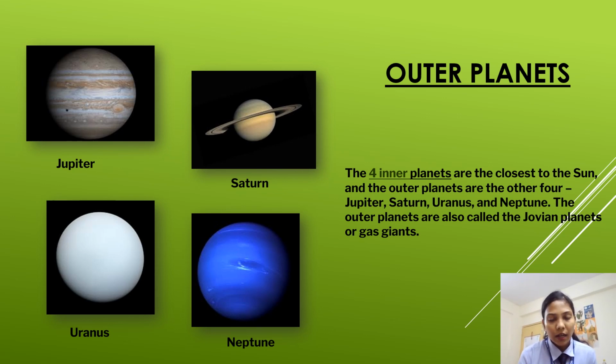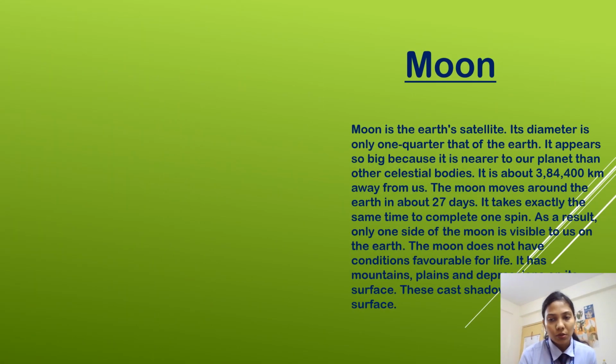Okay. So in the next slide we understand what moons are. The moon we also call a satellite because it moves around our Earth. Okay. Every planet has its moons. If you see, its diameter is only 1/4 that of the Earth, and it appears so big because it is nearest to our planet compared with other celestial bodies, and it is about 3,84,400 kilometers away from the Earth. Okay, and the moon's movement around the Earth takes about 27 days.